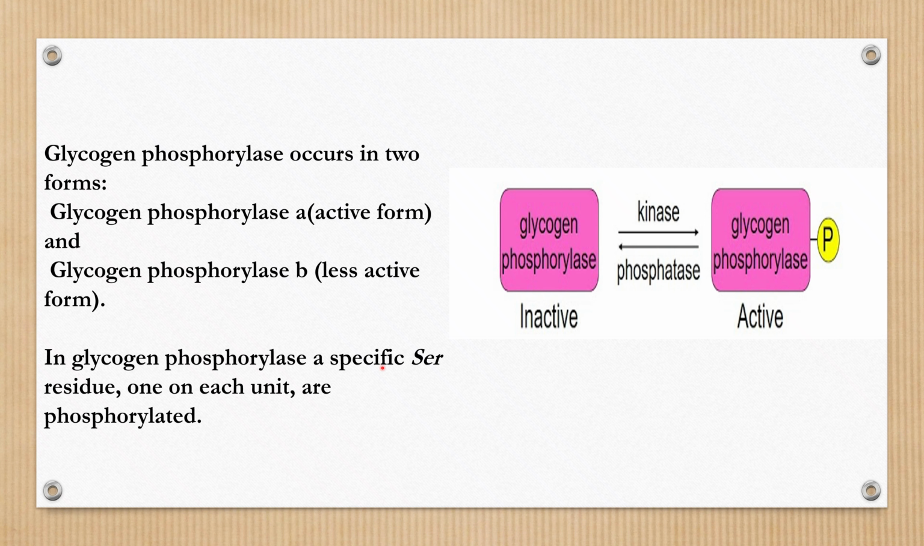Now, where is the phosphorylation taking place? It is specifically taking place on the serine residue of this enzyme. The serine residue is the place where the phosphate group is added by phosphorylase kinase to activate the enzyme.